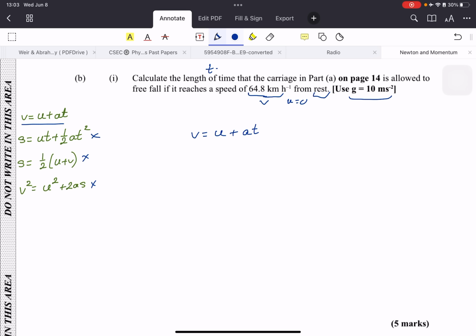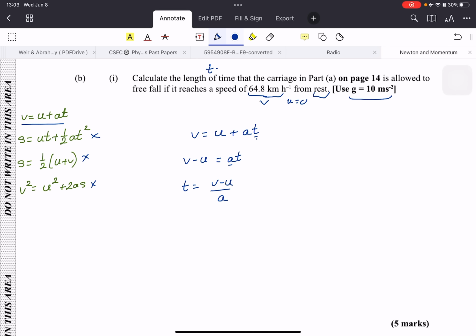Oh, but first we need to make t the subject of the formula, right? So to move this u to the other side, it will be v minus u. And then we just need to divide by a. So t will be equal to v minus u all over a, right?